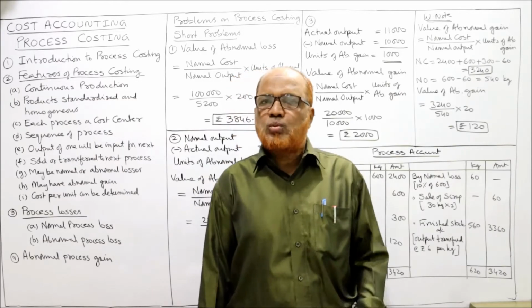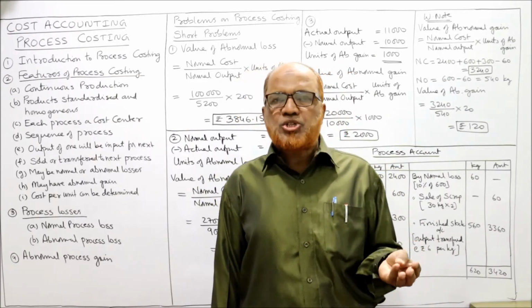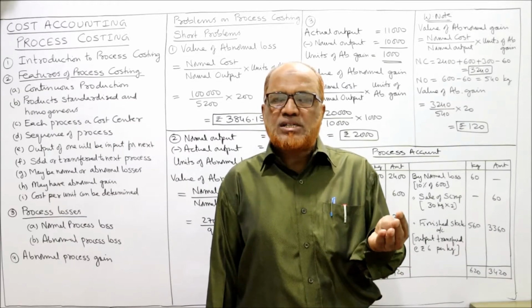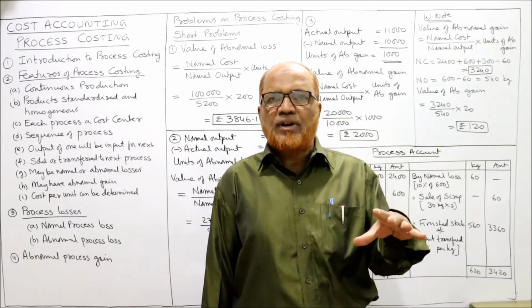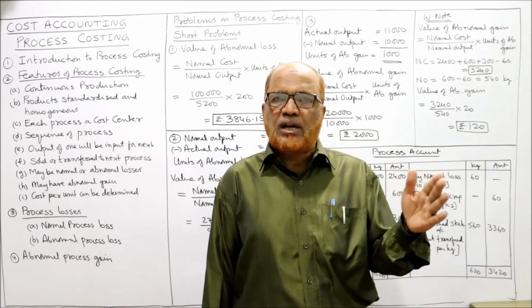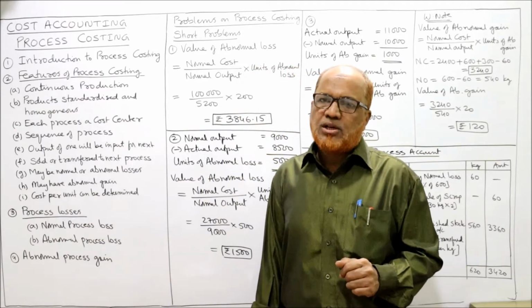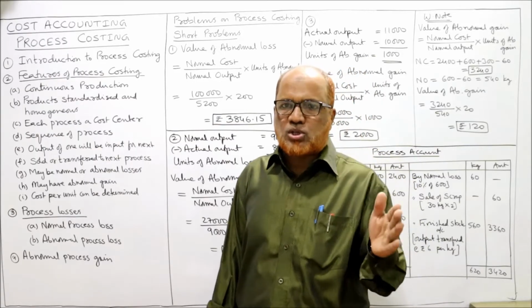Examples of industries where process costing can be applied are the sugar industry, textile industry, paints and varnishes industry. These types of industries, where goods are manufactured in different stages, there we apply process costing. So we will open one account for each process: process 1, process 2, process 3.